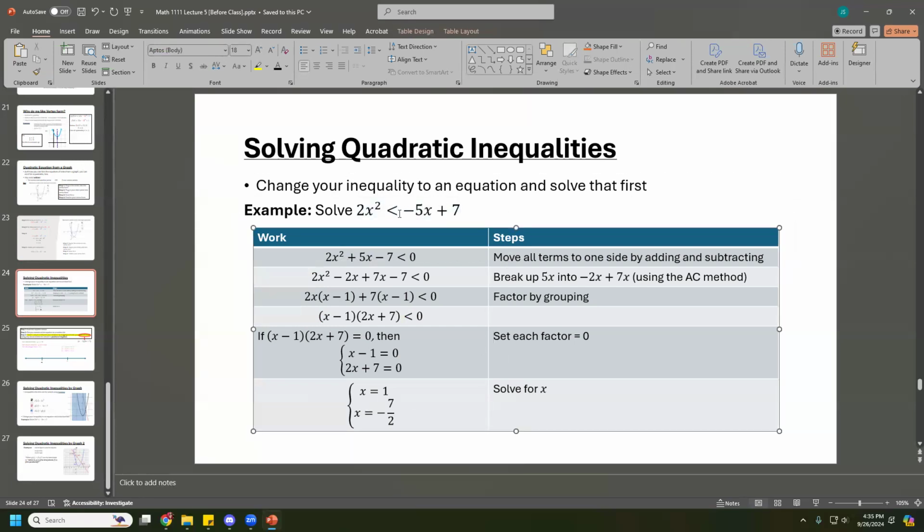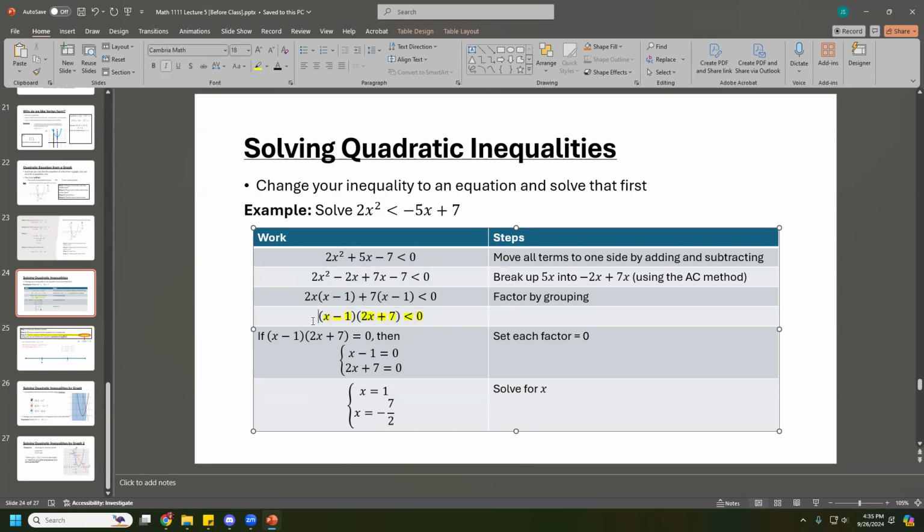If I wanted to solve this with an equal sign instead of a less than, first thing I'd have to do is get everything to one side. So I moved over the 5x and the 7 to the other side, and then I decided I wanted to factor this. However, you didn't have to do that. If you didn't want to factor this, you could have used quadratic formula, you could have used completing the square, or even like the square root method or something, whatever floats your boat. However, I chose to factor this, and I ended up with this result.